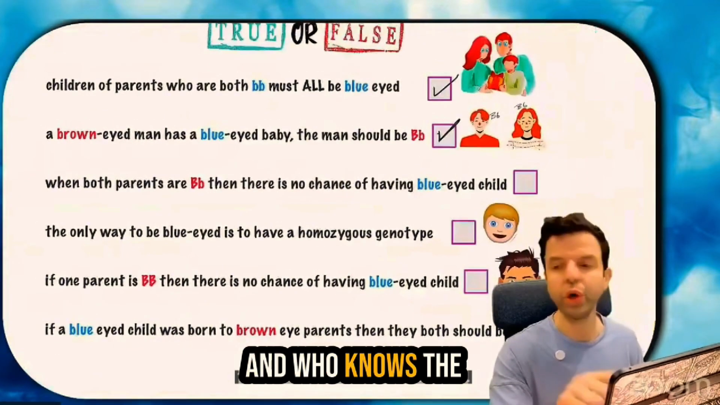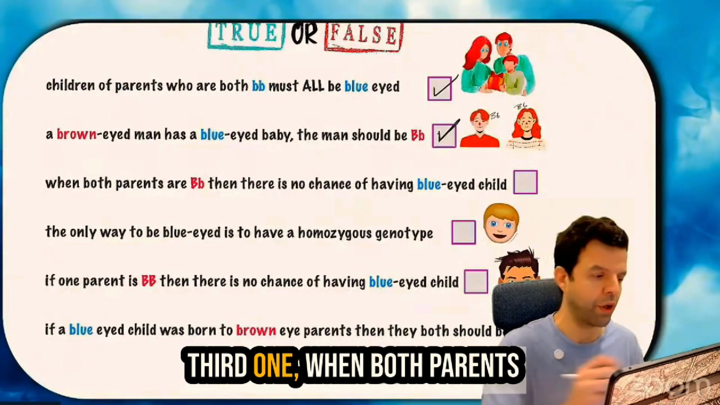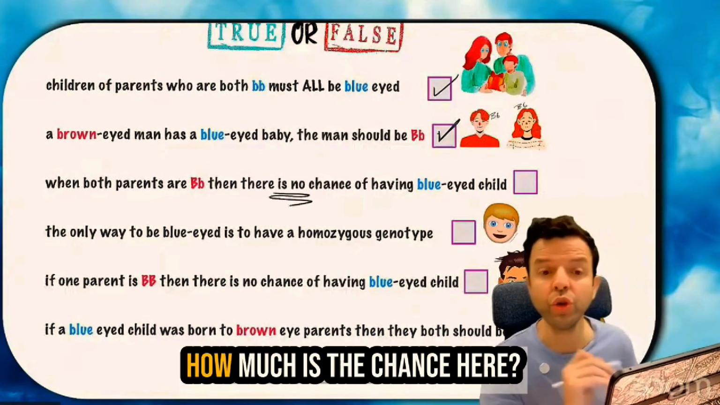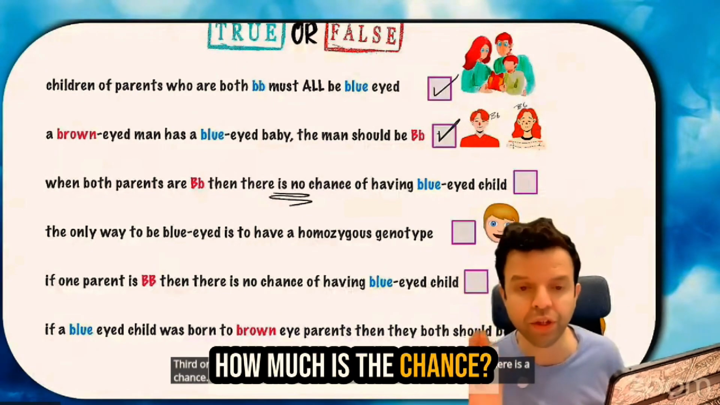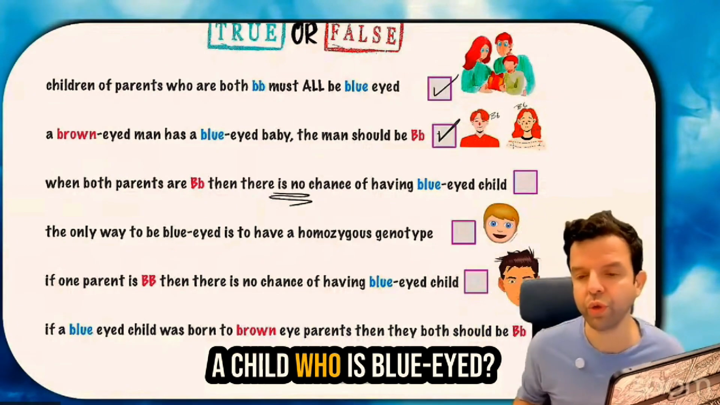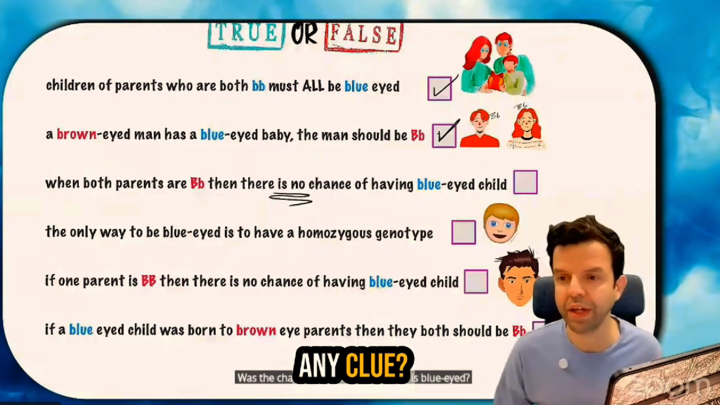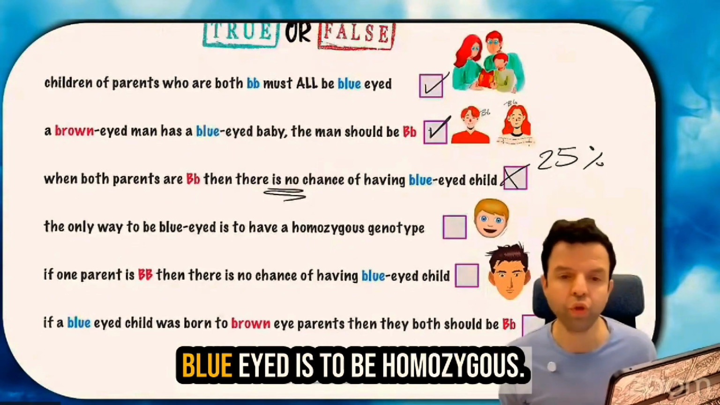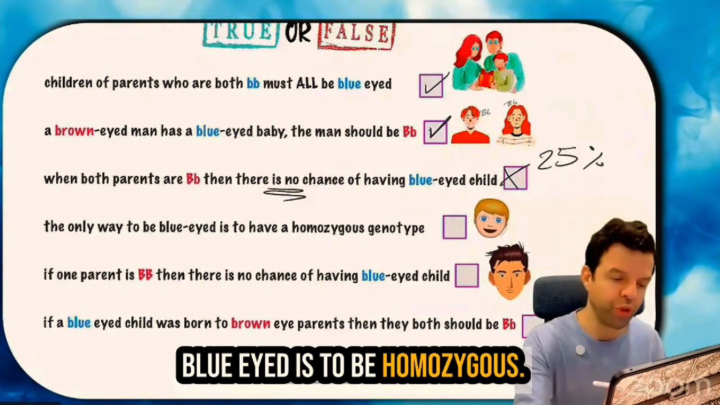And who knows the third one? When both parents are B capital, B small, there's no chance. No, there is a chance. Who knows how much is the chance here? How much is the chance if they're both B capital, B small? What's the chance of having a child who is blue-eyed? Any clue, Yara? 25%.